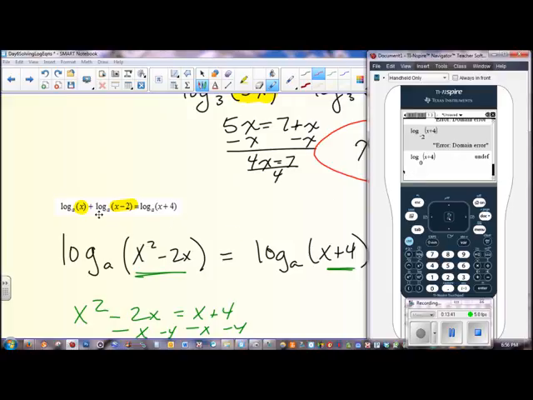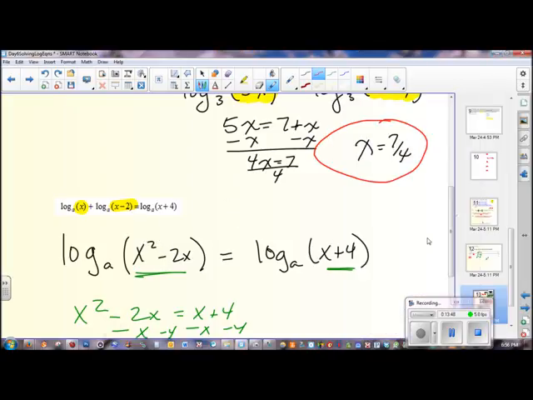The goal when you're doing these is for you to be able to solve and come up with that x in the argument. So we'll move on to the next problem here.